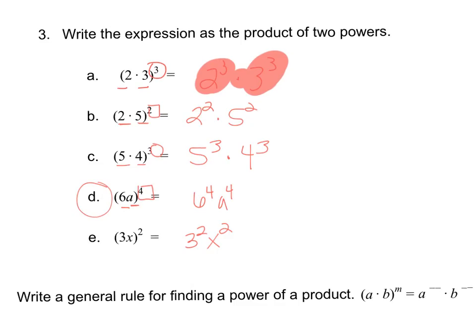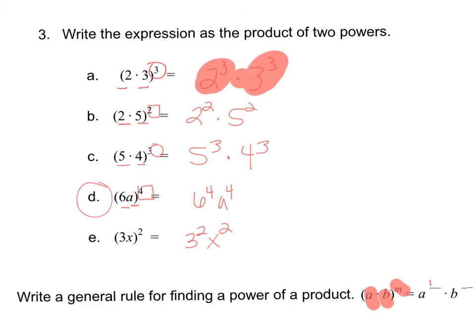All right, the last little thing we have to do is write our final rule for finding a power of a product here. Okay, when we have 2 different bases, so A and B are 2 different bases, but they both have an exponent of m. So all you really have to do is kind of like the distributive property.